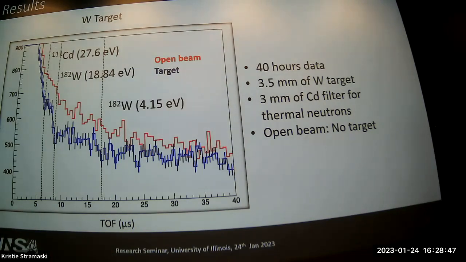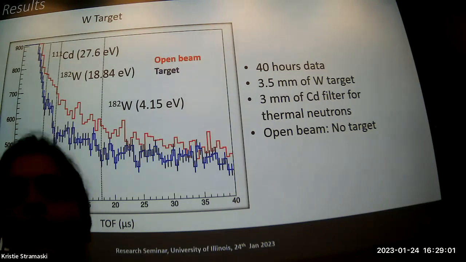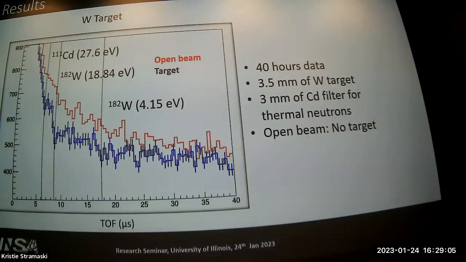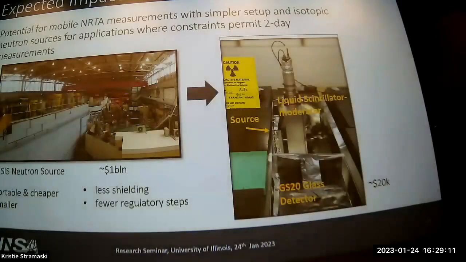The vertical lines that you see are the energies where the dips should be. There is some neutron deficit there. I wouldn't say that you can use this data to identify the presence of tungsten because the dips are not easily identifiable here. But again, there's a lot of background there, so we are working on that.